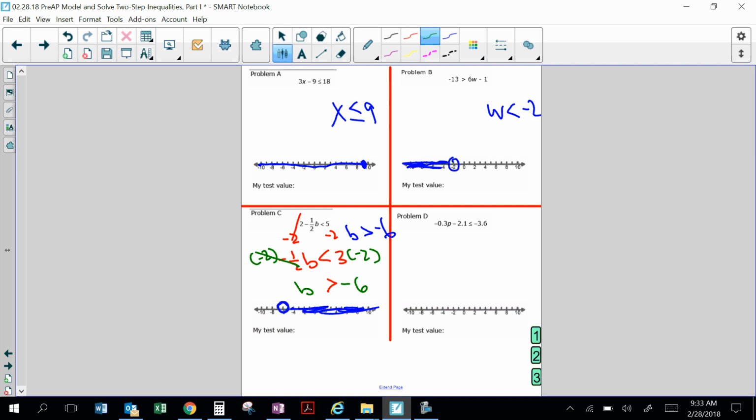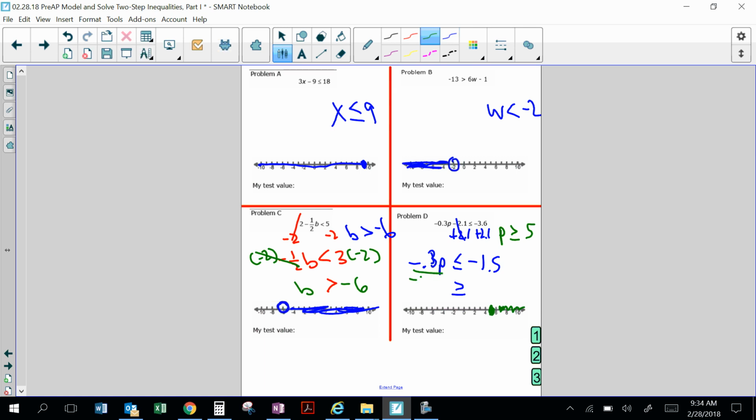Letter D. The answer for D is p is greater or equal to 5. Closed dot at 5, and I highlight numbers that are greater than 5. In case you're stuck on this question, you add 2.1 to both sides. Cancel. -0.3p is less than or equal to. There are more negatives by how much? By 1.5. This negative means you need to do the opposite, so we need to flip around the inequality sign.